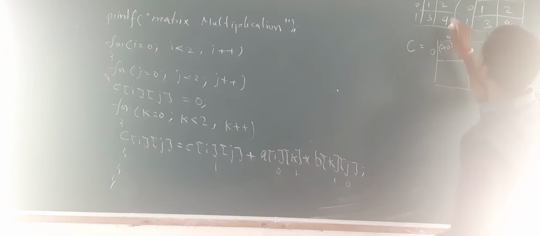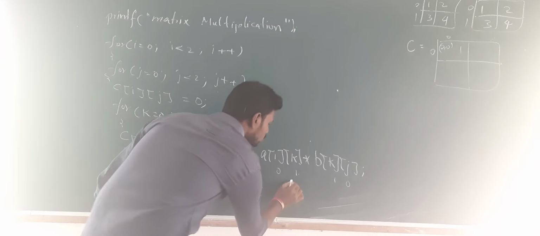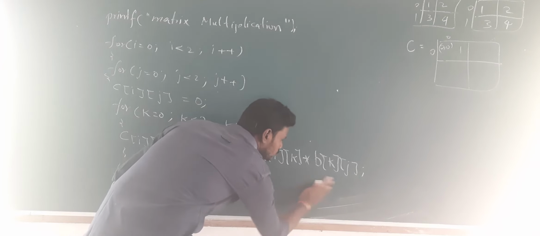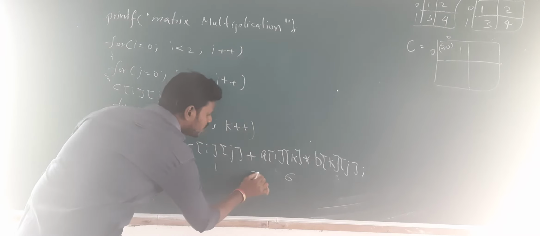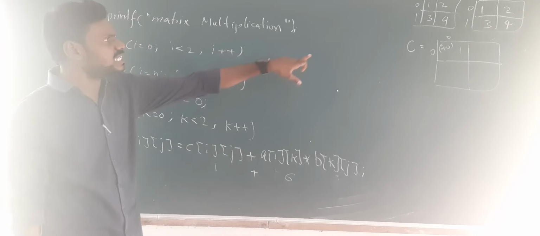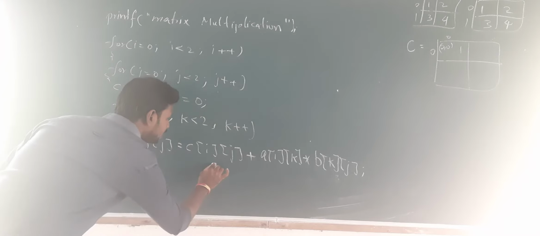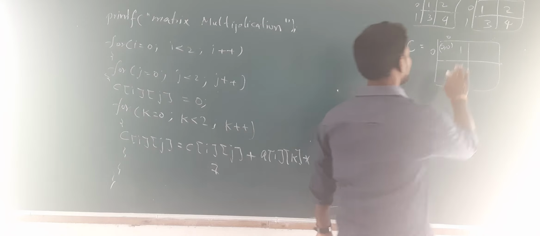I'll go for this. A of 0 1, that is 2. 0 1 position is consisting what? 2. And B of 1 0 is consisting what? 3. 2 into 3 will give us 6. And 6 plus 1, as C of ij is already consisting 1. 1 plus 6 will give us 7. And in case of C of ij, I will be placing what? 7.